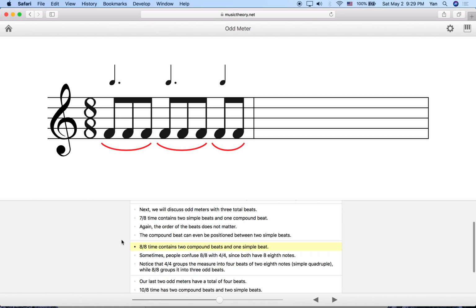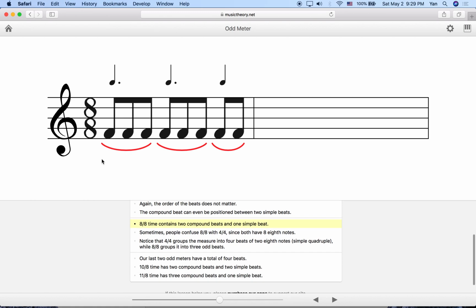The next thing we're going to talk about is 8/8. So 8/8 is 8 eighth notes, but don't be confused with 4/4, because if you do the math, 8 eighth notes is also 4 quarter notes, which is 4/4. But remember that 4/4 is a simple quadruple, meaning 4 beats, and each one of those beats is going to be broken up into 2. But you see that we're not breaking this up into 4 pairs of eighth notes. We're actually grouping them very differently. We're making 2 groups of 3 and then a group of 2.